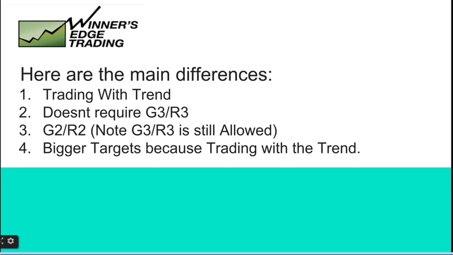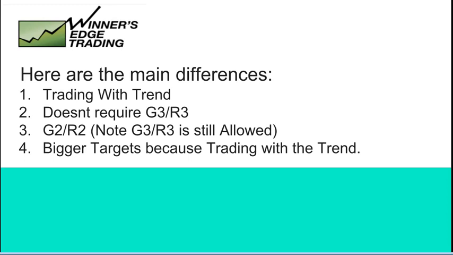Okay, here are some other differences. Number one is trading with the trend. The second is this doesn't require a G3 or an R3, which the counter trend does require. The next thing is you're looking for only a G2 R2 plus trend. That's what you need. However, a G3 R3 plus trend is still allowed. That would be the ultimate best setup, but it's very rare. So you just need a G2 and R2.